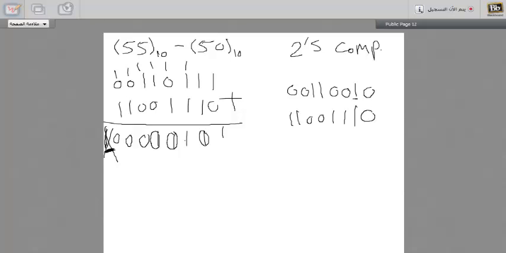So what do we do now? That's it. Yeah, exactly, we finished. Because look, the eighth number is zero, so it's positive. And what do we have here? We have five. So the answer straight, this is in binary, is plus five in decimal. Again, 55 minus 50 is plus five. So this is good.